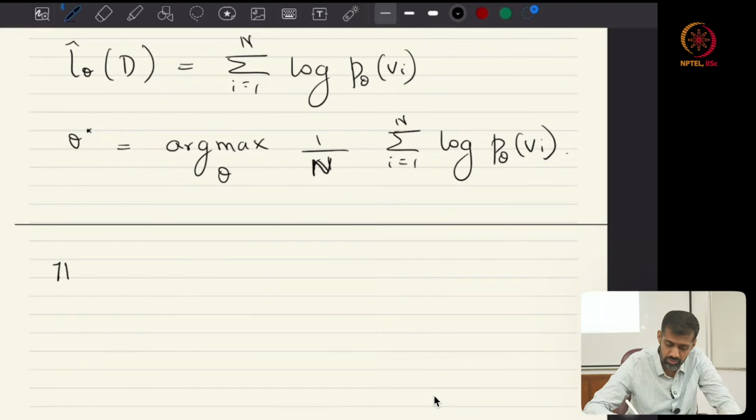Welcome back. Now the next question is, how do we solve this optimization problem in practice? What do we do about p theta and so on, right? So typically what is done is the following. Let's look at this. How to solve the ML estimation problem?